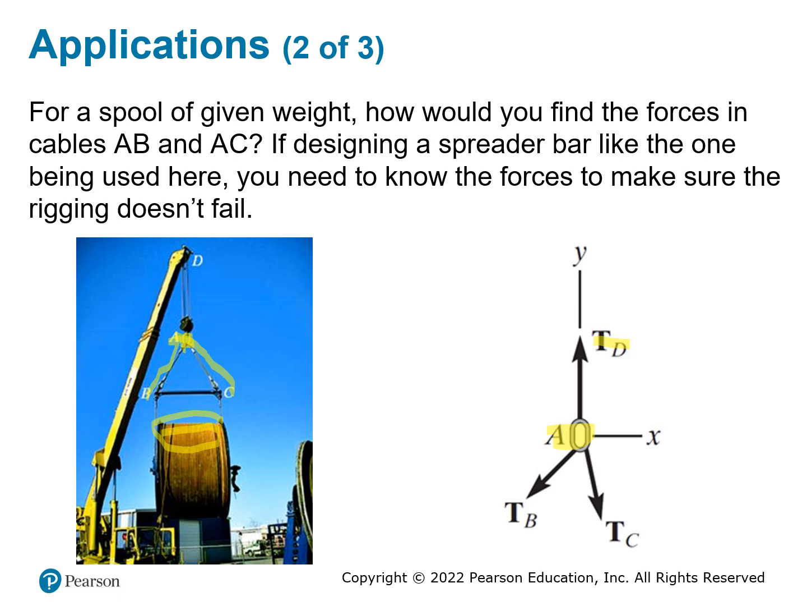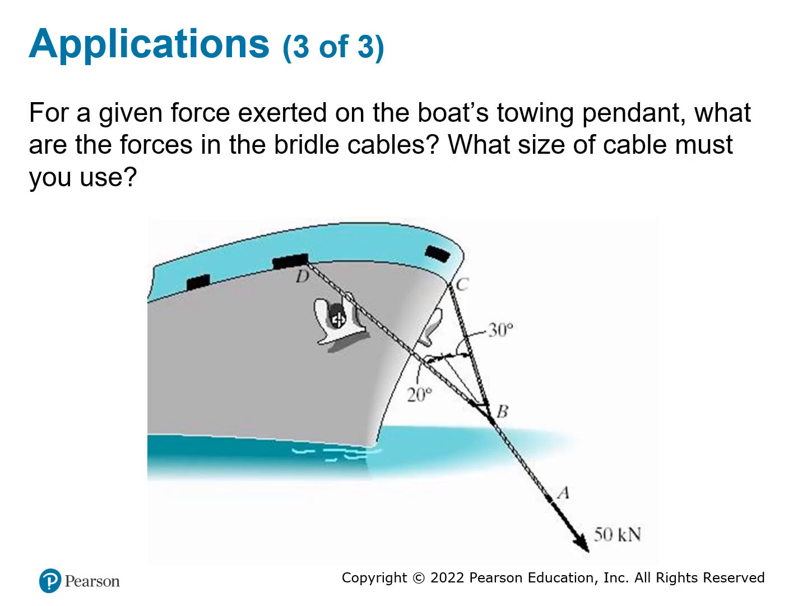You also have two cables that connect to the spool, which is the tension of B and tension of C. And we can use this way to do the analysis. Now take a look at the third application. Then we have a boat with two cables connected to the point of B, which is a towing pendant. And it will connect to another cable A that will be tied to the bank.